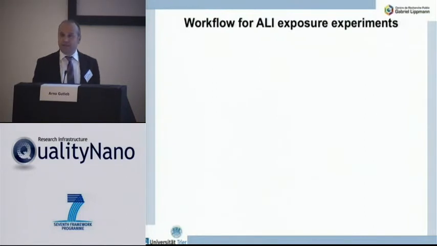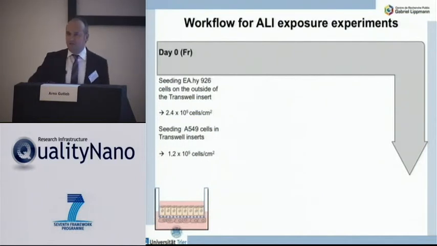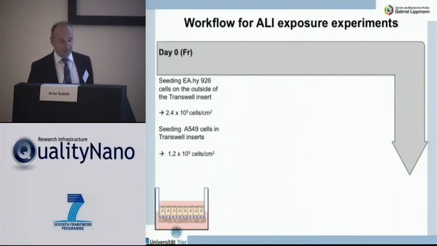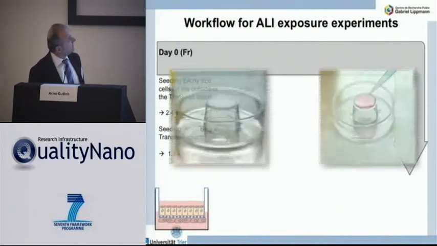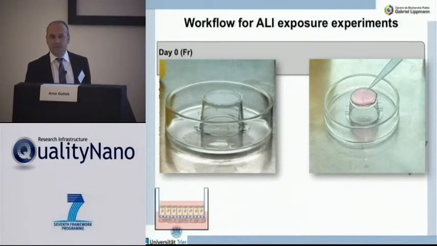So now you get the real details on how to do it if you want to go home and do it. On Friday this week you can seed your endothelial cells and your A549 into the Transwell. The trick to do it is you simply turn around the Transwell insert, you put the endothelial cell on top of it, you wait half an hour, you turn it and you seed your A549. It's so easy as that. You immediately have on Monday a perfect confluent cell layer on both sides.